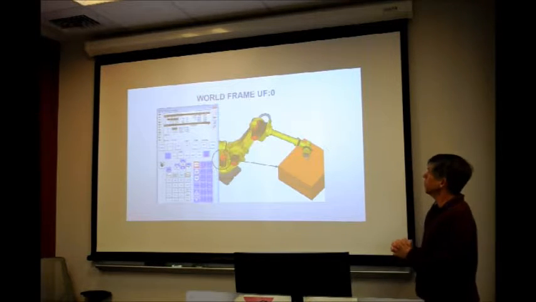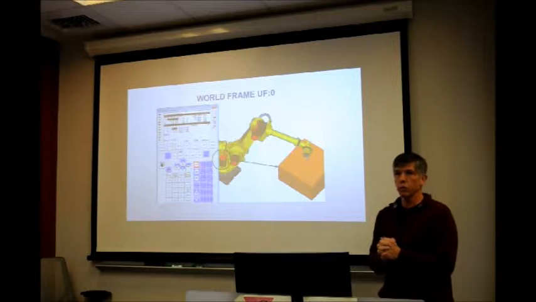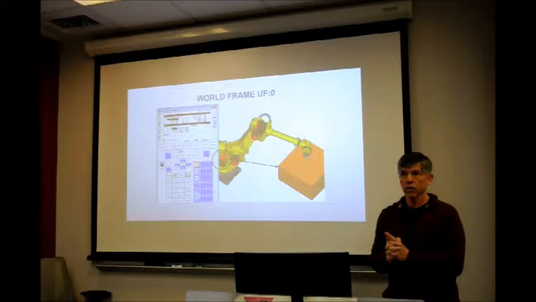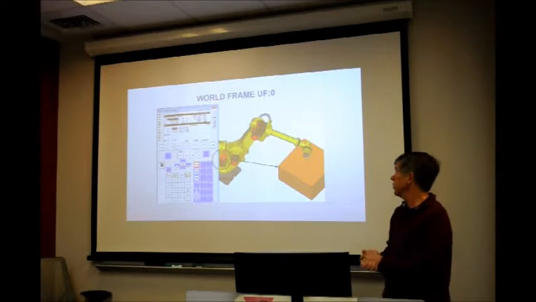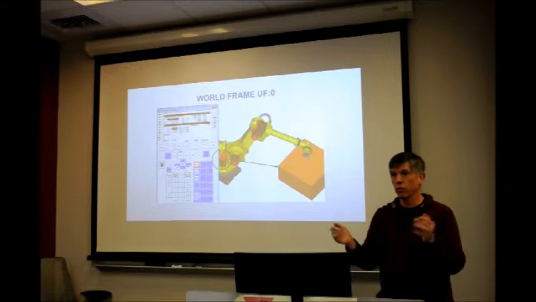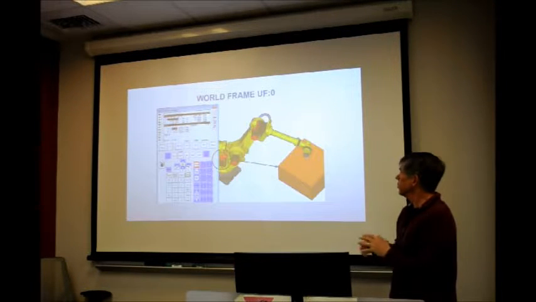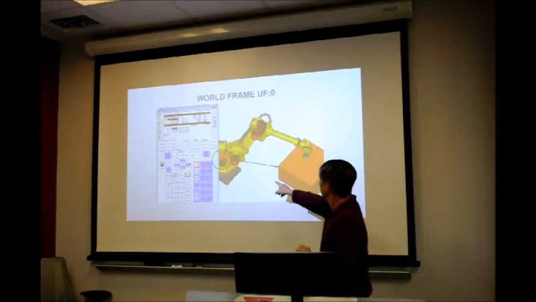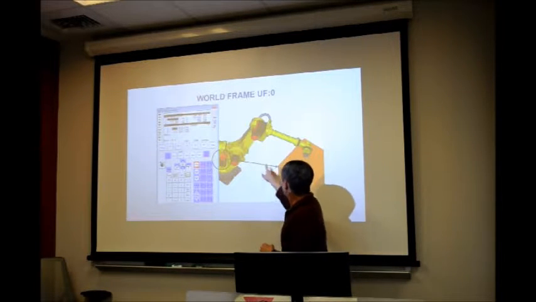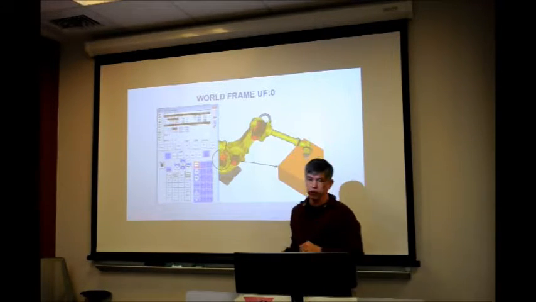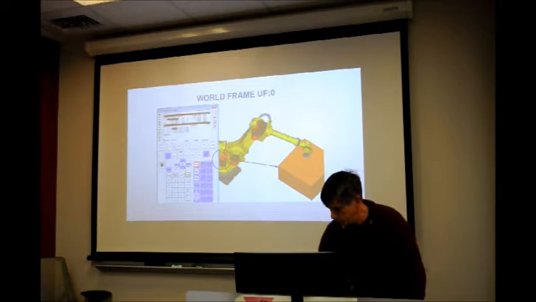Okay, so this is just showing you, what does UF 0 mean? U-frame 0, and that's my roll frame. When it's 0, that's my roll frame. So if I make it 1, 2, 3, 4, this is just showing you that if I move my tool from here to here, it's relative to the roll frame.